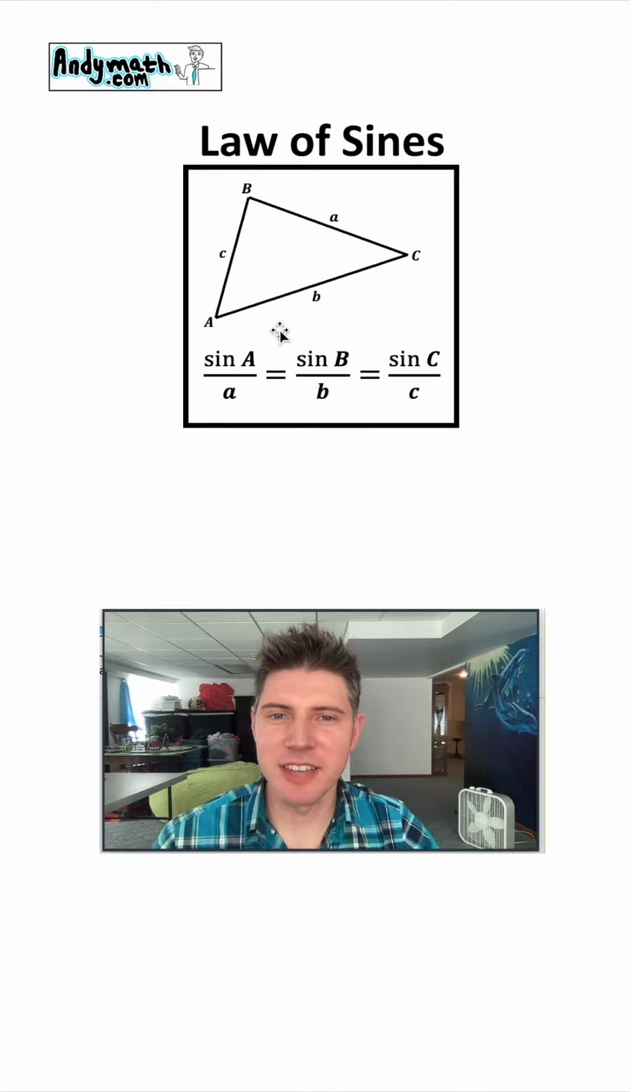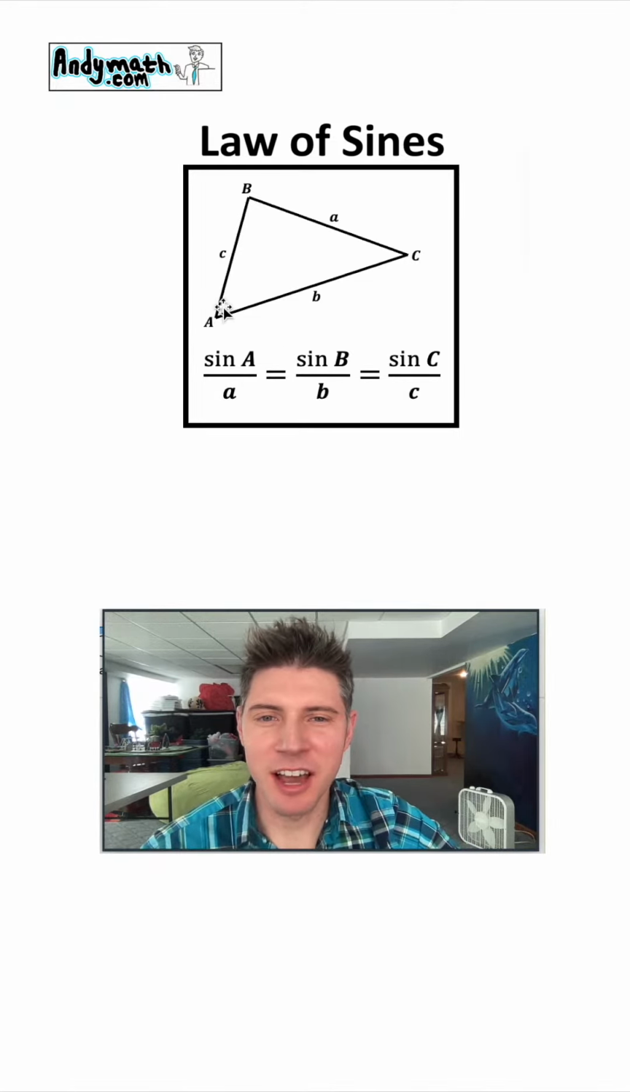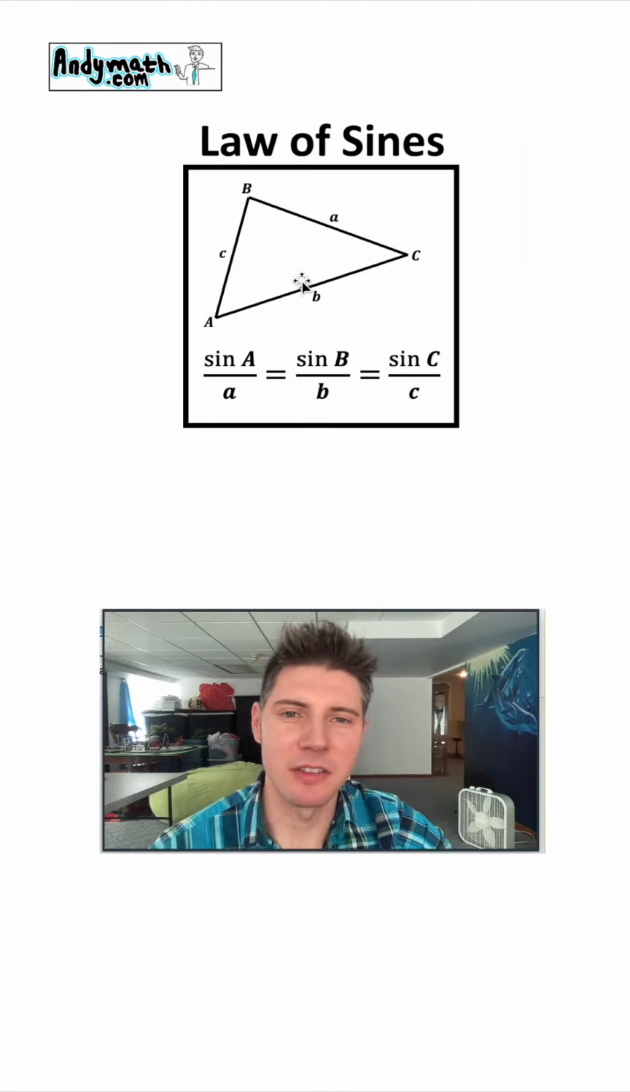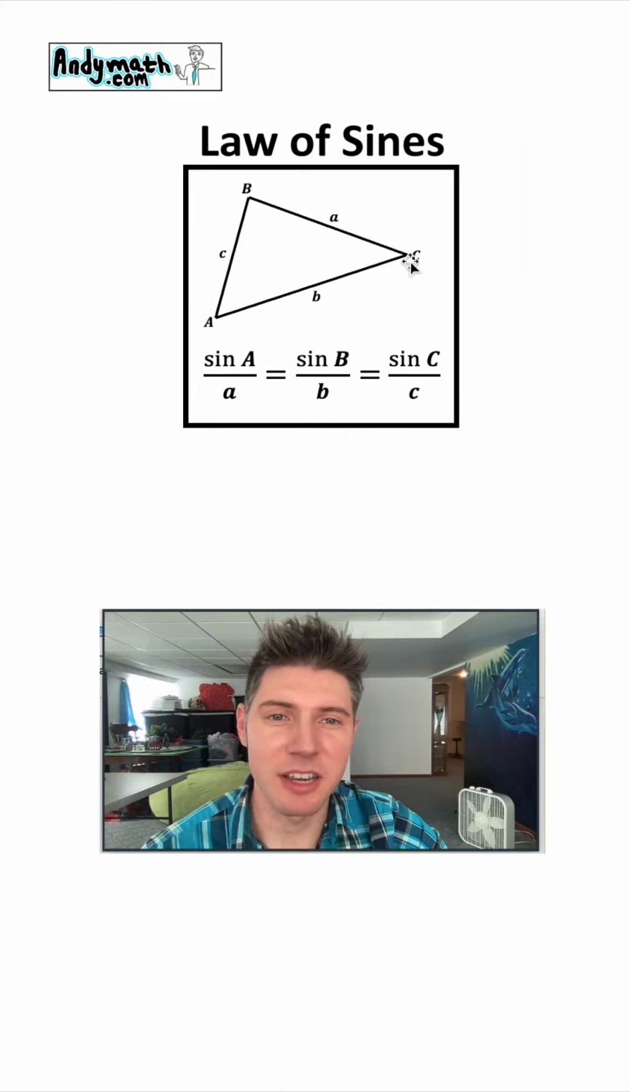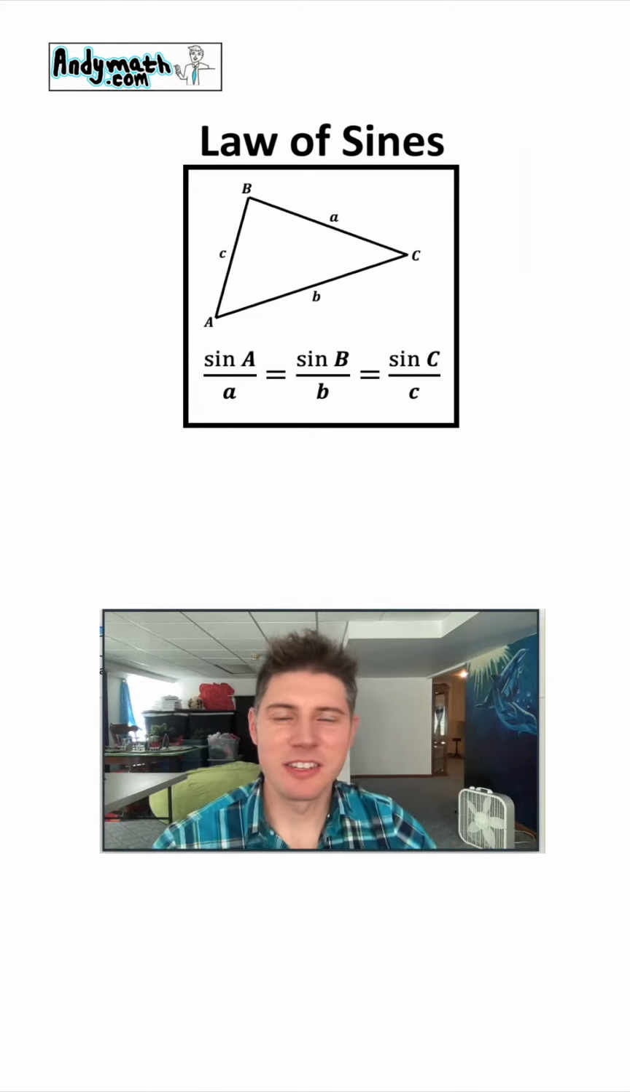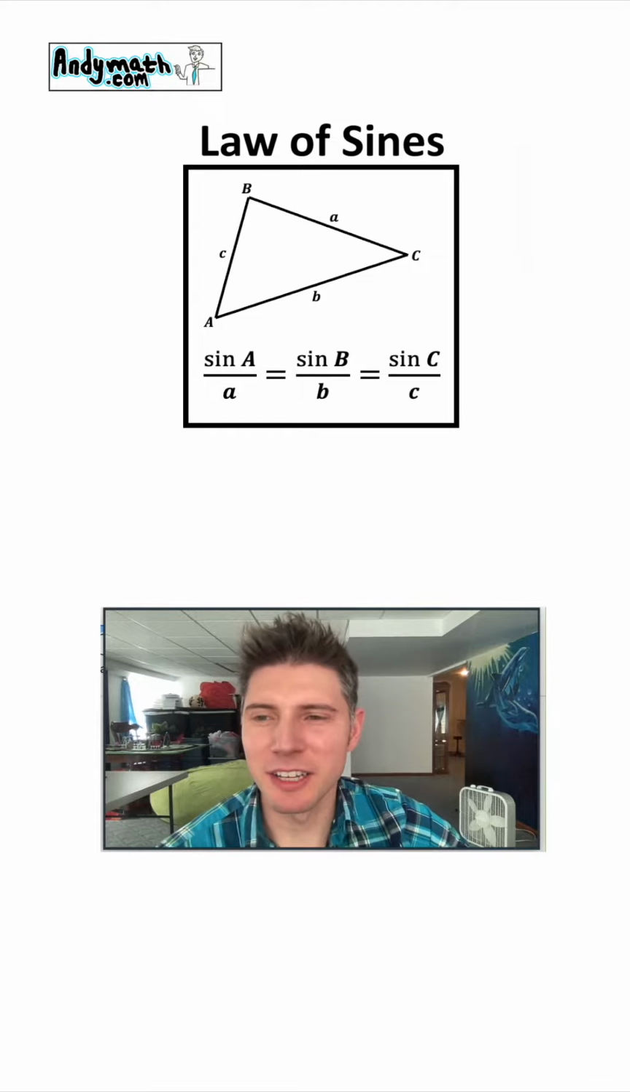The law of sines says given any triangle, the sine of this angle divided by the length of the opposite side is equal to the sine of this angle divided by the length of the opposite side, which is equal to the sine of this angle divided by the length of the opposite side. This is a foundational property, and it's quite elegantly derived.